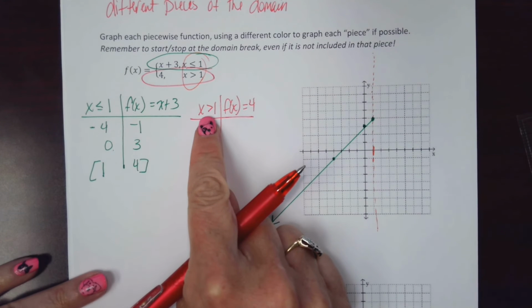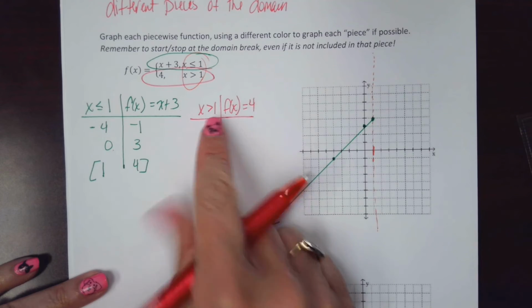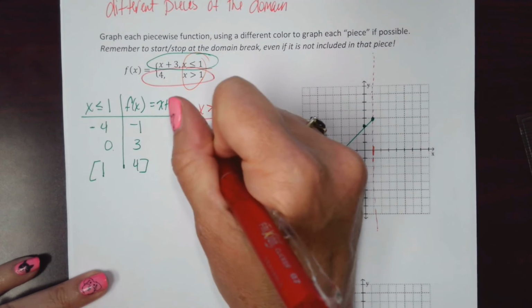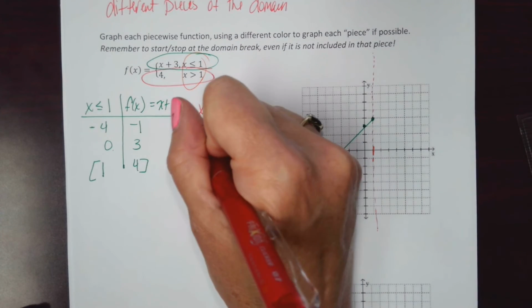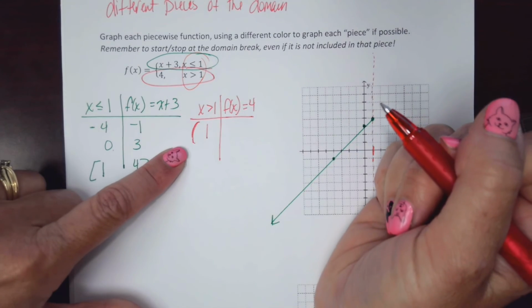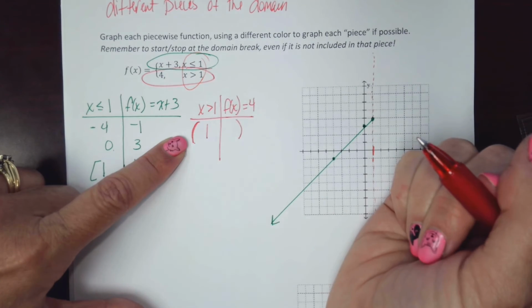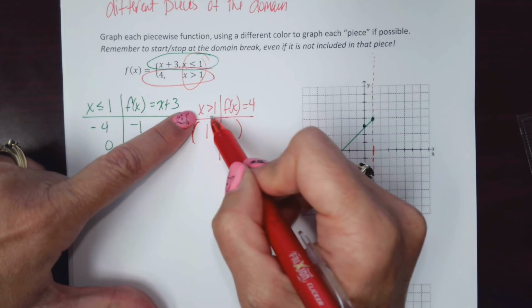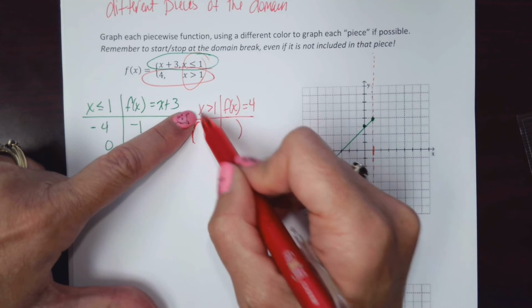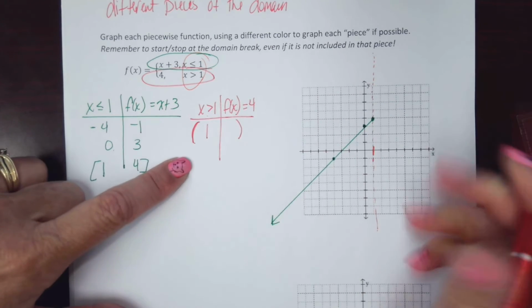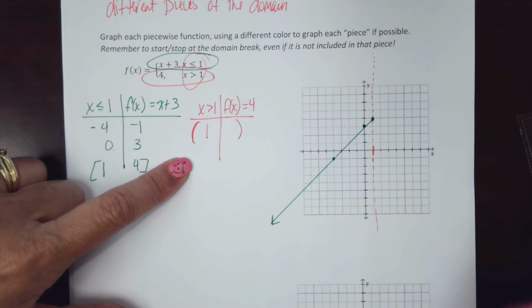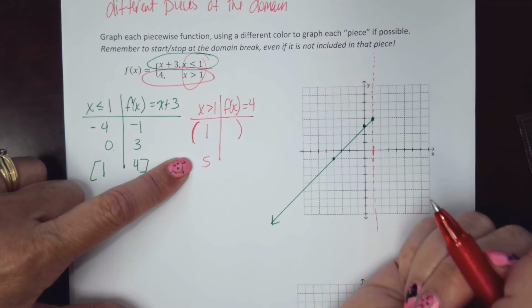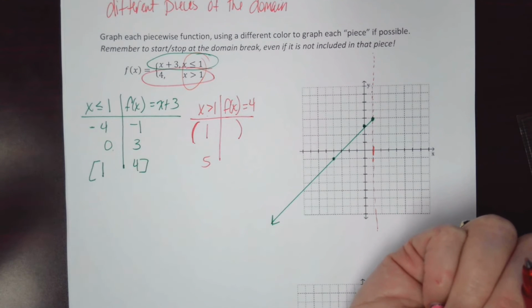X values greater than 1. 1 is not going to be filled in, but it is my jumping off point. So I've got to include it. It's an open circle. So I'm going to put a curve around this. This is my starting place. Now I need at least another value in this piece of the domain, anything bigger than 1. So anything over here, guys, on the right side. Let's do 5. Are we good with that?